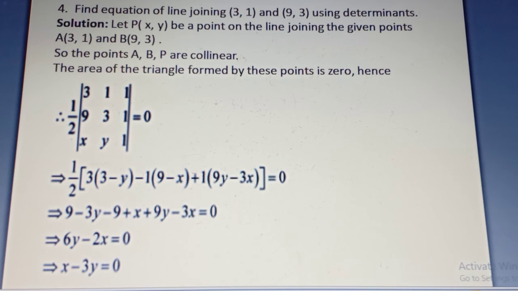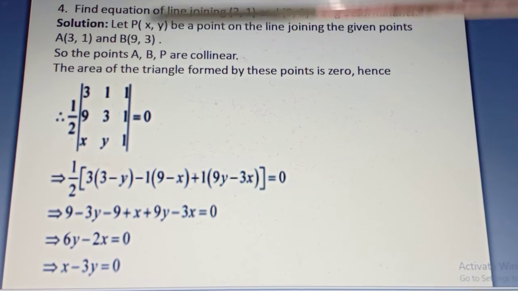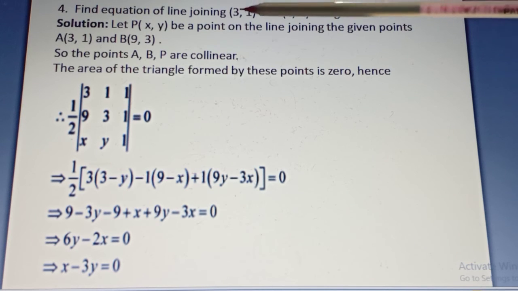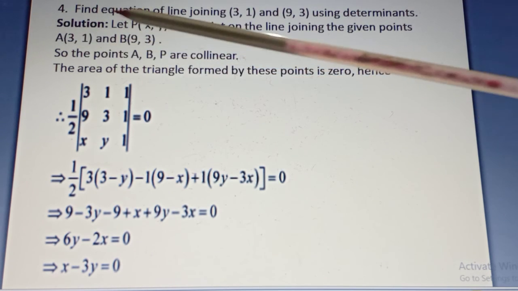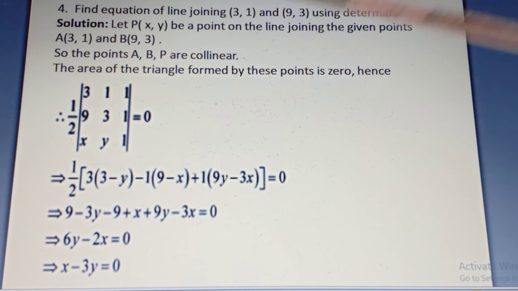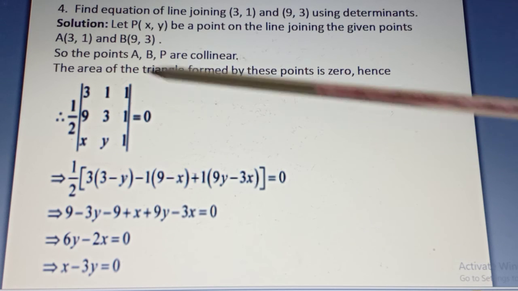That other point is x, y. As this point P lies on the line joining these 2 points, these 3 points are collinear, they lie on the same line, and so the area of the triangle formed by these 3 points will be 0. So let us take the point P(x, y), and the given points are A(3, 1) and B(9, 3). So P will be a point on the line joining the given points, and so A, B, P are collinear, and so the area of the triangle formed will be 0. This is the formula for the area of a triangle.